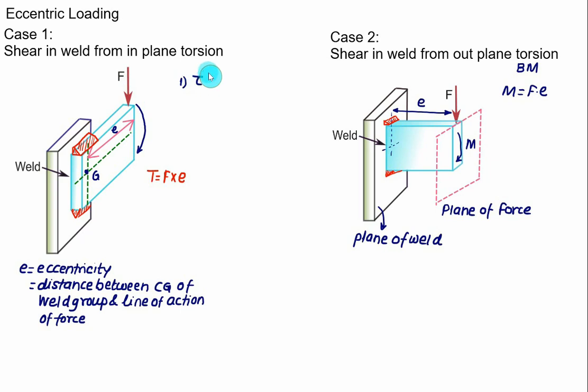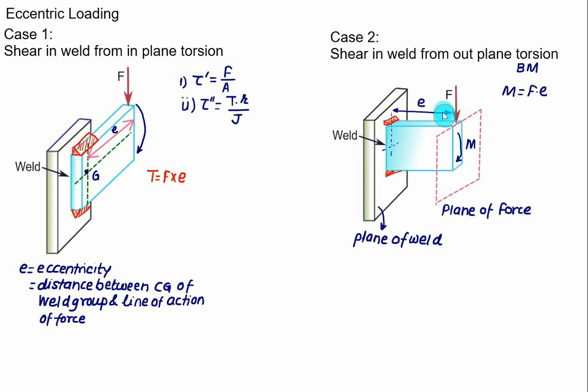Let's say tau prime will be equal to force F divided by the weld area A, and the second shear stress, tau double prime, is developed due to torsion. Torsion stress is given as T times R divided by J, where J is the polar moment of inertia.